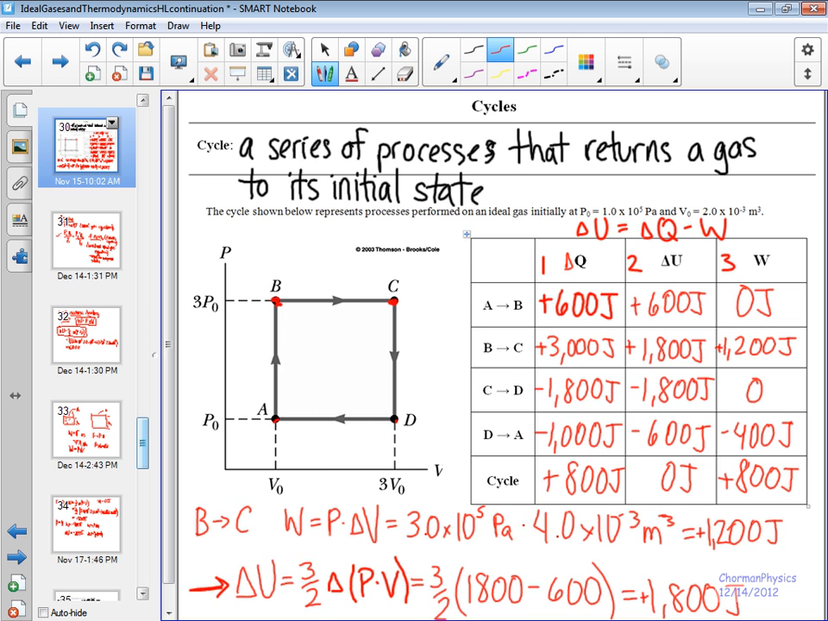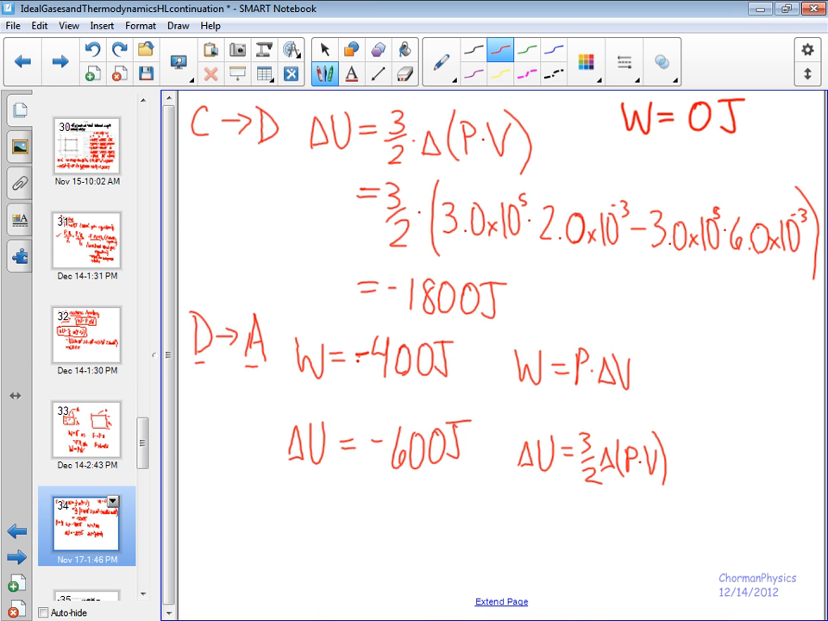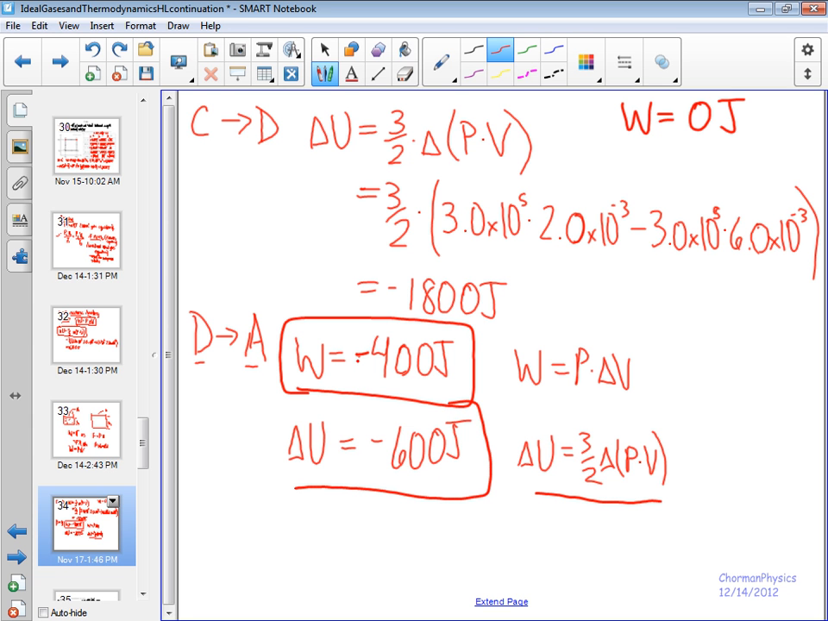Okay, so the final process here is from D back to A. This is what defines the thermodynamic cycle, is that we end up back at our initial state. So from D to A, if we look at the work that we do, we're at P naught times delta V, we end up doing negative 400 joules worth of work. And that negative 400 comes from that negative delta V. And if we do a similar calculation, all right, with delta U equals 3/2 delta PV, we end up with a change of internal energy being equal to negative 600 joules.